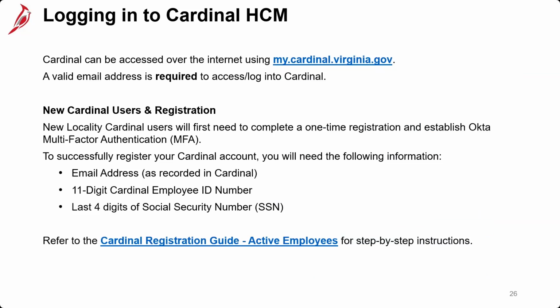If you are a new user and you need to register, you'll have to complete a one-time registration with Cardinal and establish an Okta multi-factor authentication process. To successfully register your Cardinal account, you will need the following information. You will need an email address, your 11-digit Cardinal employee ID number, and the last 4 digits of your social security number. If you do not know your Cardinal employee ID number, you can reach out to your HR administrator or someone at your locality. If you need any instructions to help you walk through the Cardinal registration, you can look at the Cardinal registration guide for active employees.